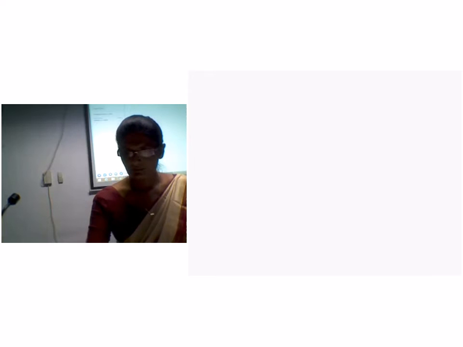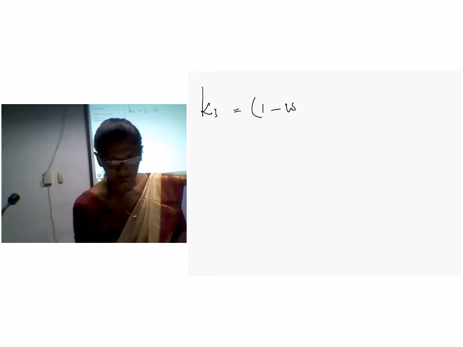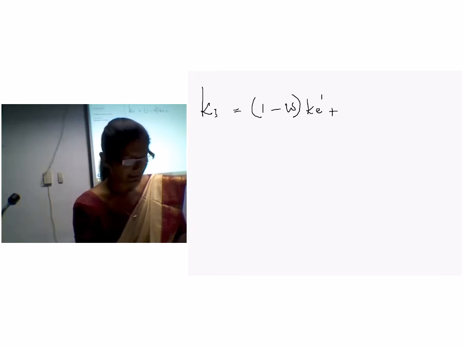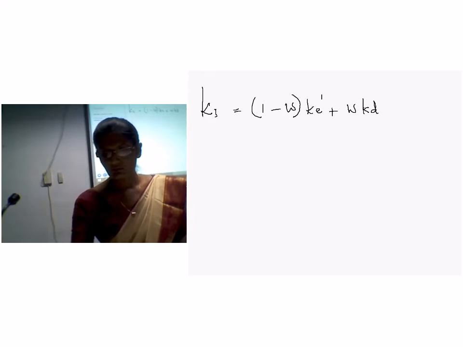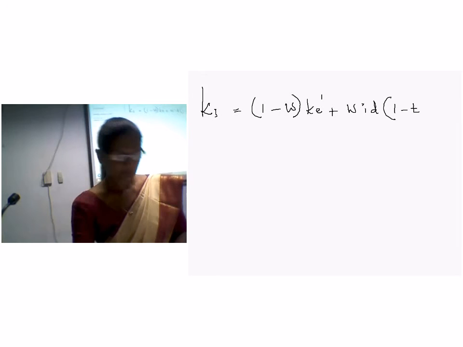Equation is KI, we are calculating the cost of capital of the project, equals to 1 minus W, or you can use 1 minus L, whatever, right, times KE prime, right, there is a reason to use that prime, I will explain that, plus W times KD, or let's take ID, whatever, if you take KD, there is not much difference, right? ID times 1 minus T, right? T is the tax rate.